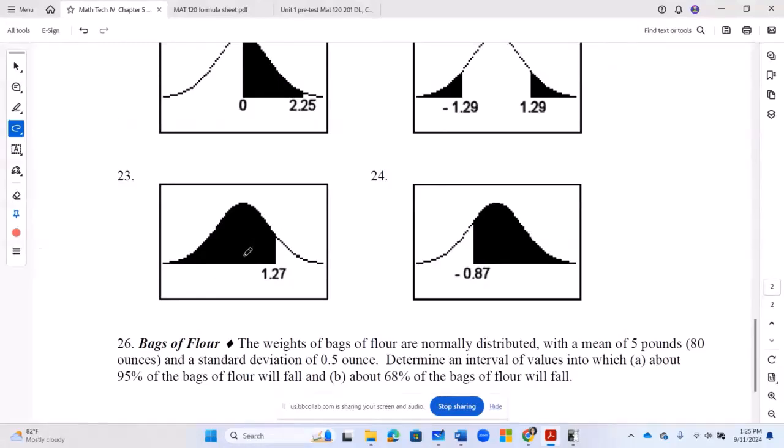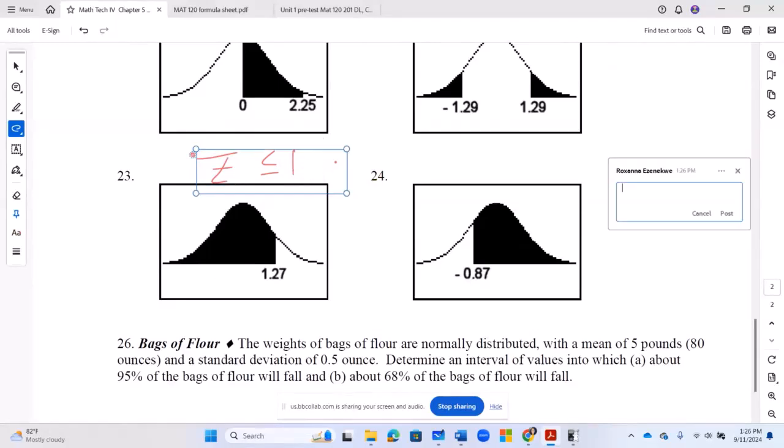This is the same thing as area to the left, or you can say probability from z-score. What is the probability of z less than or equal to 1.27? All right, so it's actually the same. I can put it in my calculator if I want to. I can read the chart.